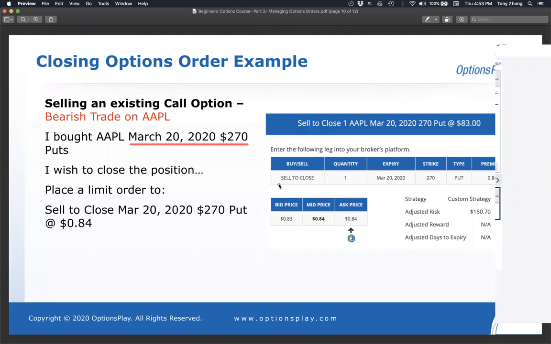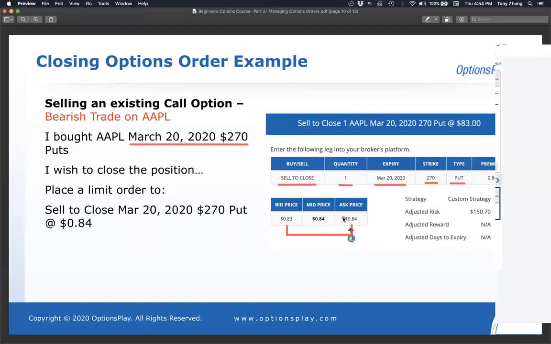So remember, when I'm getting out of a position, I need to make sure that I'm entering the order as sell to close. I bought it, so I must sell it in order to get out. And because I'm trying to get out of my position, this must be a to close order. The quantity, the expiration date, the strike price, and the put option. And this particular option was trading earlier today at a very tight spread of 83 cents by 84 cents. So a spread of only a single penny.